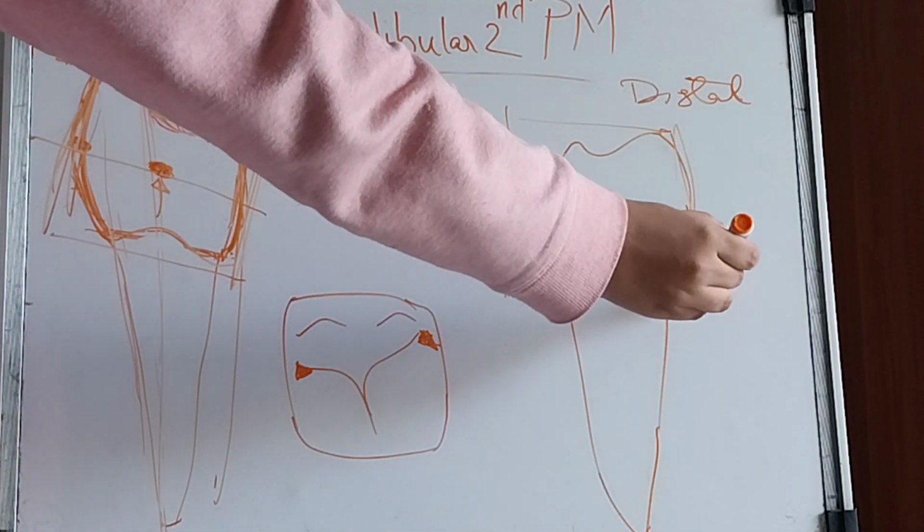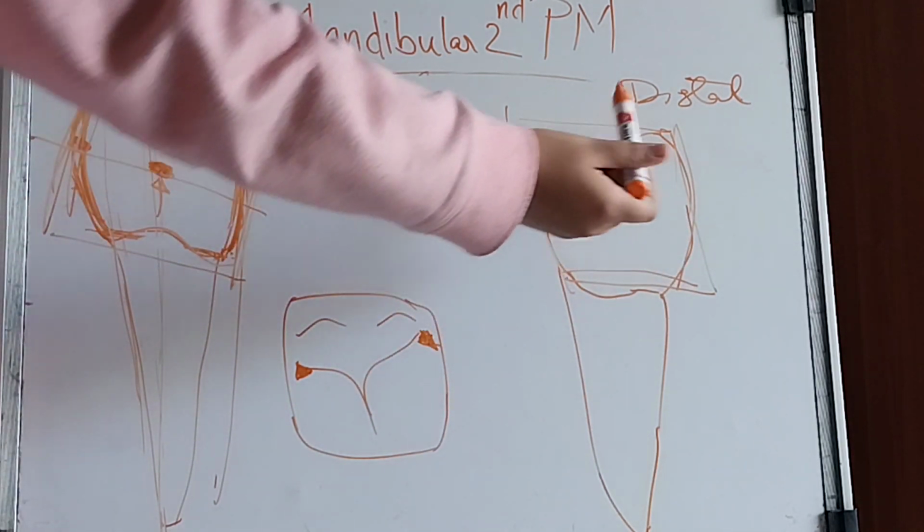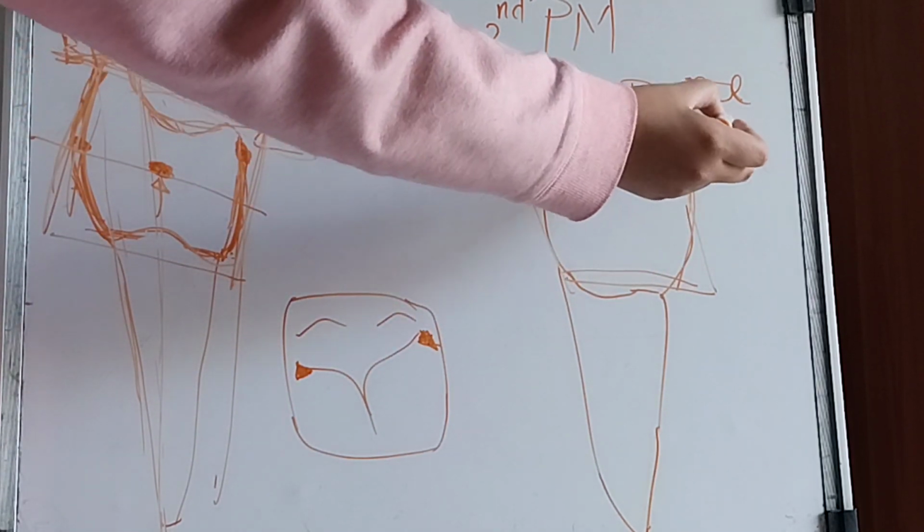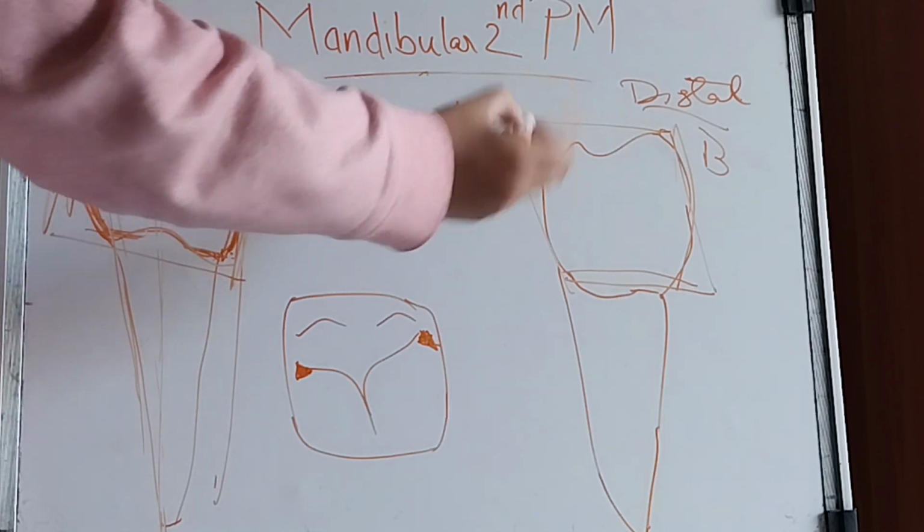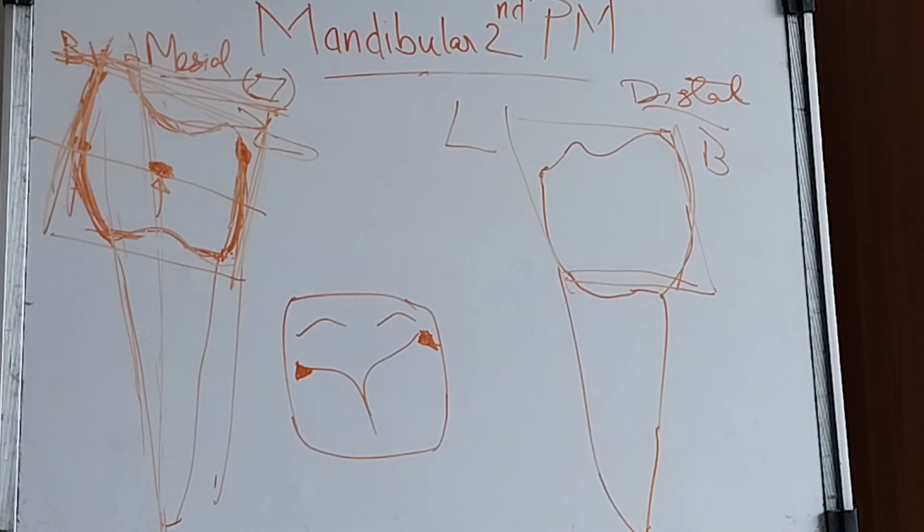Okay, it is rhombus, and this is buccal, this is lingual, and the buccal and the lingual outlines are the same. Buccal, lingual, cervical outlines are all the same as the mesial aspect. The difference is the occlusal outline. The distal marginal ridge is also perpendicular.